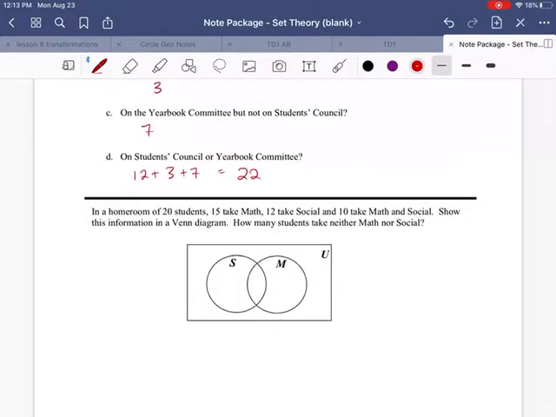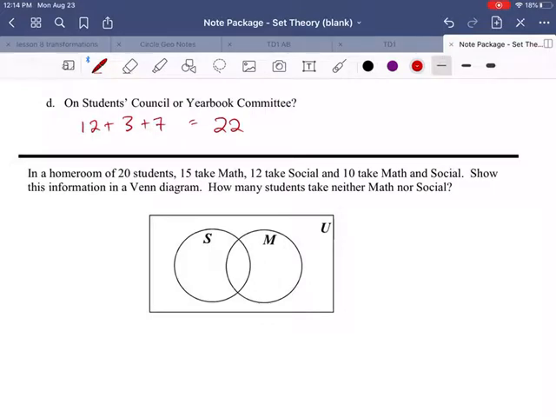In a homeroom of 20 students, 15 take math, 12 take social, and 10 take math and social. Show this information in a Venn diagram. How many students take neither math nor social? This one's a little bit tricky. There's 20 kids in total. It's tempting to just go, well, there's 15 in math, there's 12 in social, and then there's 10. But 12 plus 10 plus 15 gives you 37. Well, we don't have 37 kids, we've got 20.